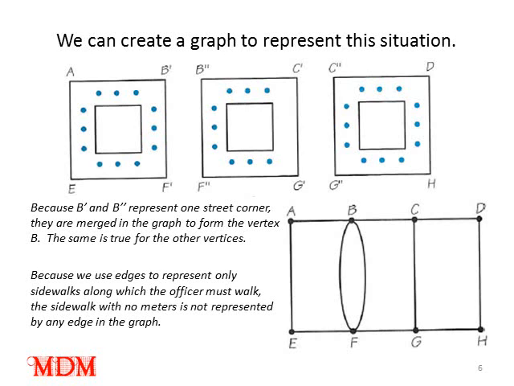Because we use edges to represent only sidewalks along which the officer must walk, the sidewalk with no meters is not represented by any edge in the graph. Notice that the sidewalk B prime, F prime has meters, and B double prime, F double prime has meters, and therefore we have 2 edges that connect B to F because the officer has to walk along each of those sidewalks.